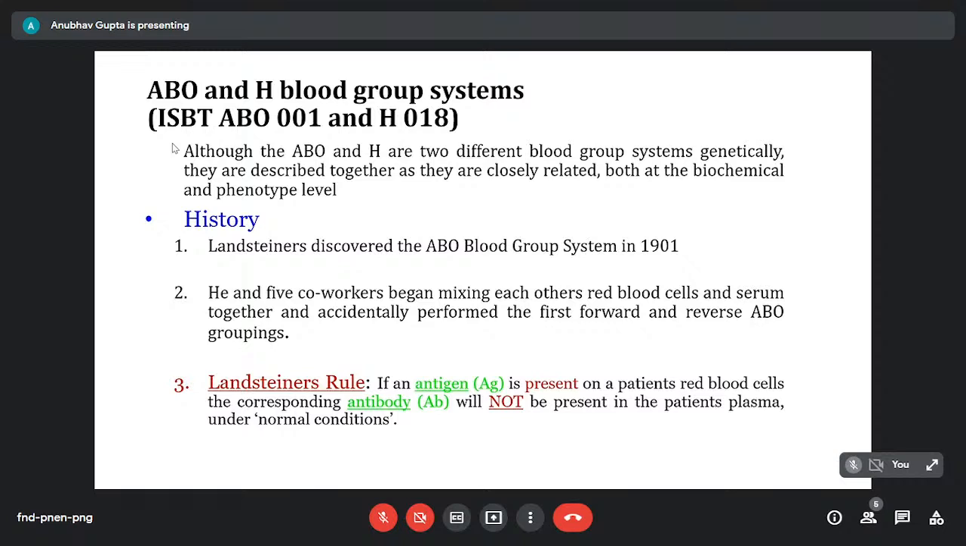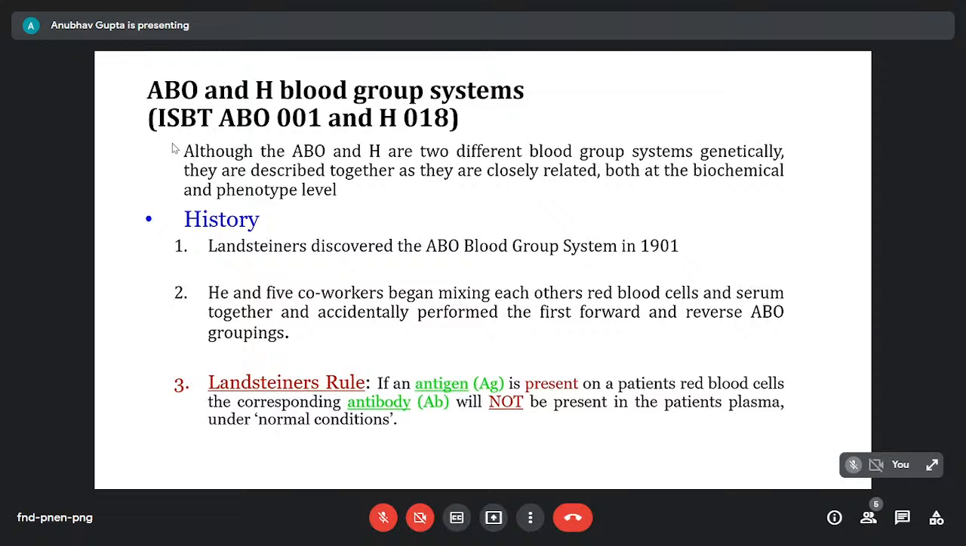I am taking ABO and H blood group system, though they are two different identities, they belong to two different systems. ABO is the first blood group system, H is the 18th blood group system. But I am talking about these two blood group systems simultaneously. Why? Because they are so closely related, biochemically and phenotypically, that without the H blood group system, we can't talk about the ABO blood group system.